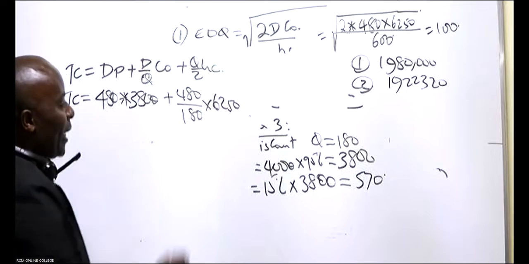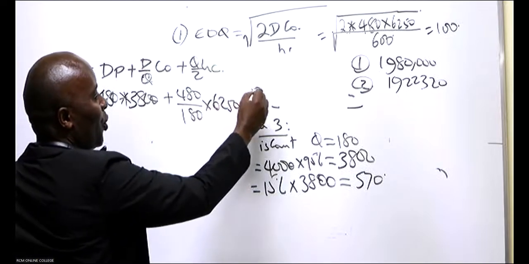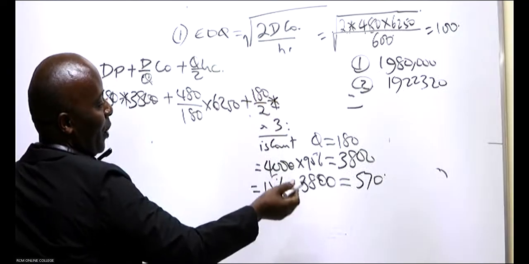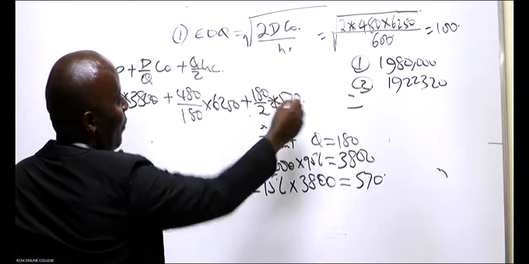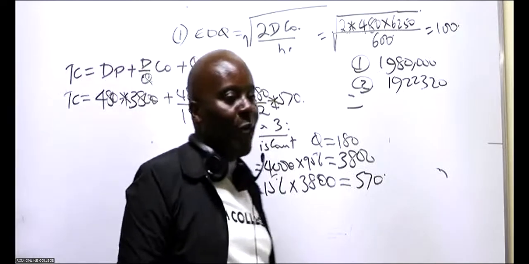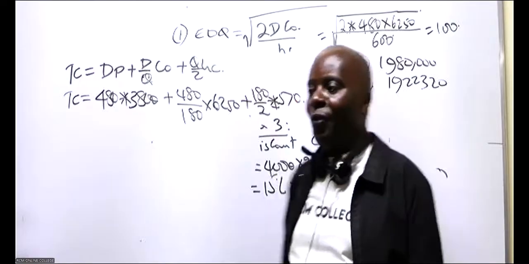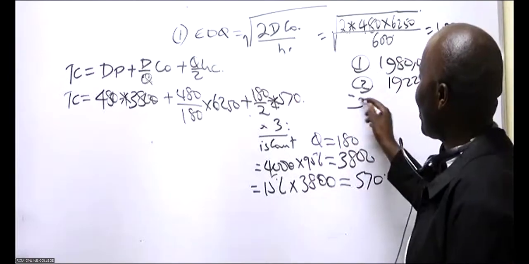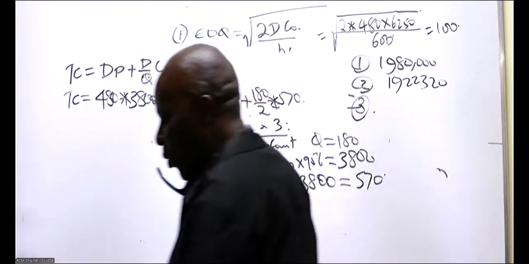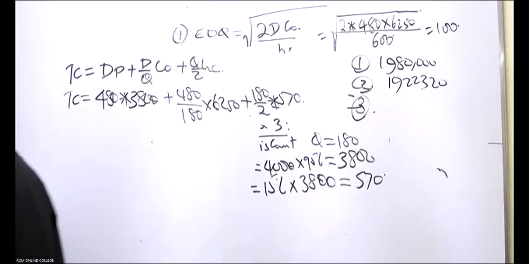Plus Q over 2. The Q is 180 over 2 times HC. HC, we know it's what here? 5 cents. So I'll be very keen, patiently waiting for our answer for Roman 3. Don't shout 0, because all of you have calculators.